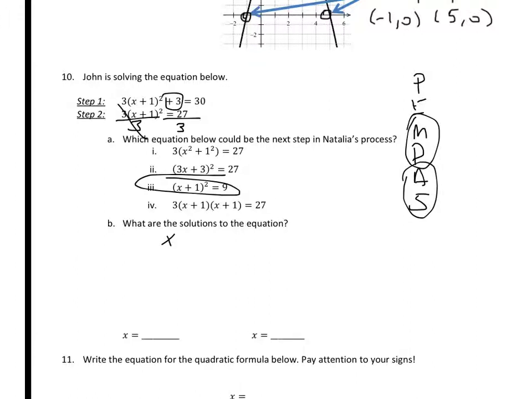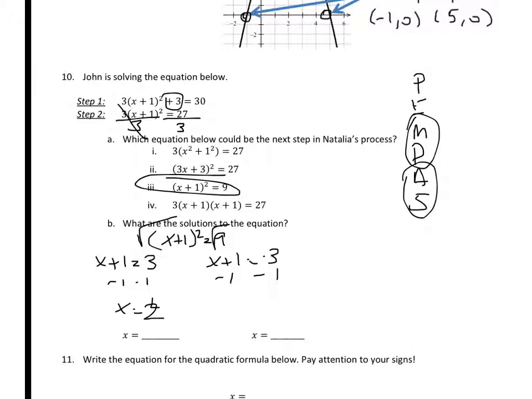So now I have x plus 1 quantity squared equals 9. What's being squared is by itself, so I can square root both sides. So I'm left with x plus 1 equals positive 3, and remember you always get two solutions. So x plus 1 equals negative 3. And now just solve. Subtract 1, subtract 1, subtract 1, subtract 1. X equals 2, and x equals negative 4.